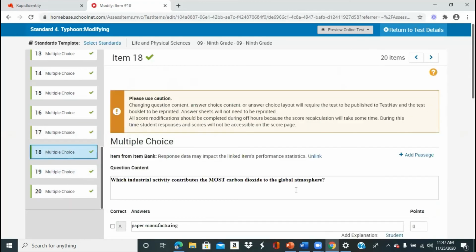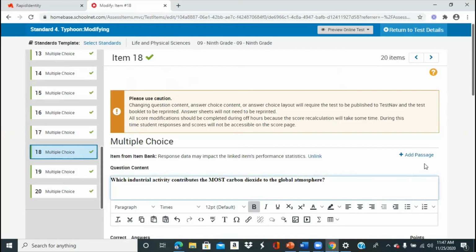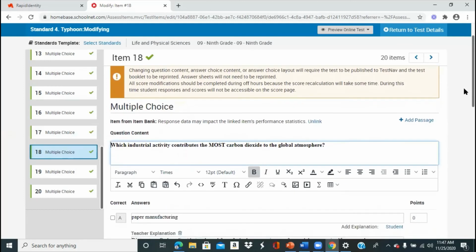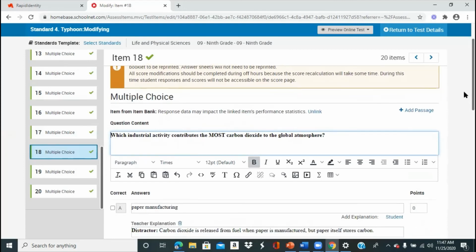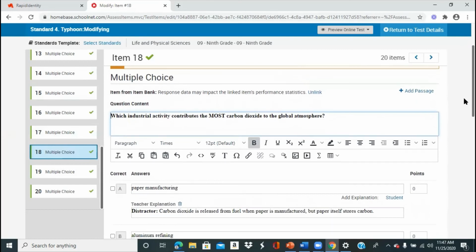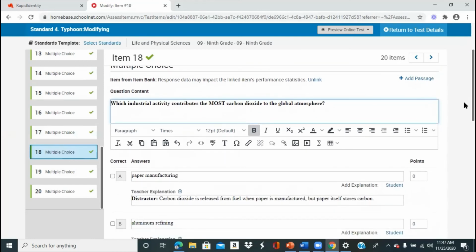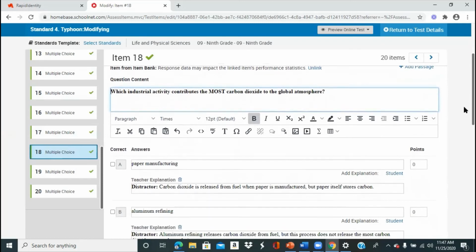We go to item number 18. Which industrial activity contributes the most carbon dioxide to the global atmosphere? Paper manufacturing? Carbon dioxide is released from fuel when paper is manufactured, but paper itself stores carbon.